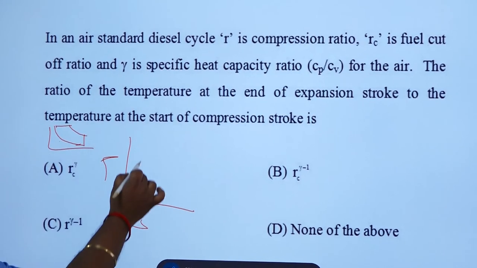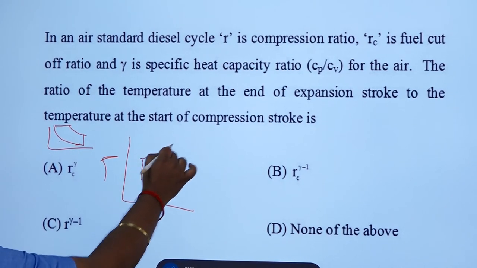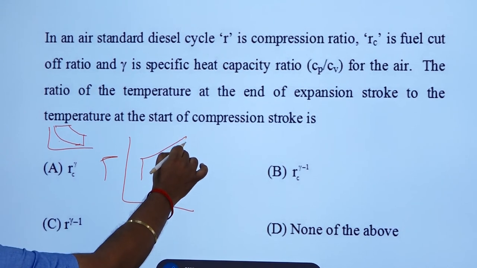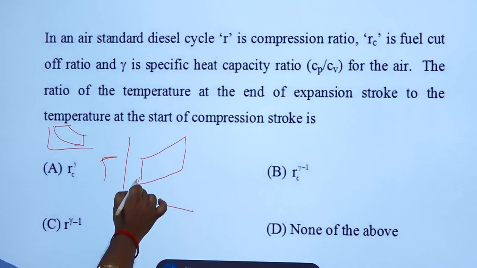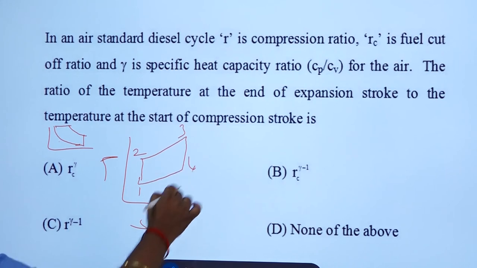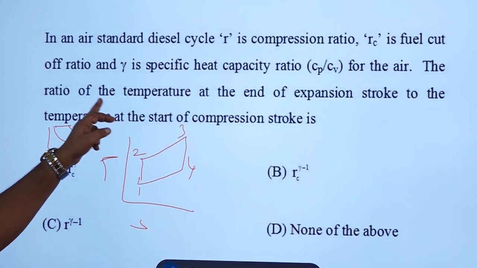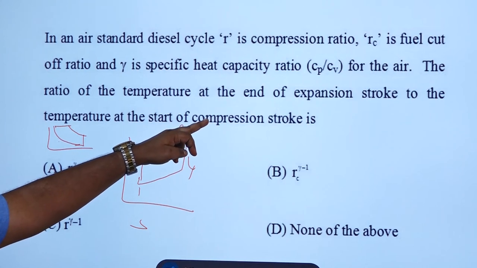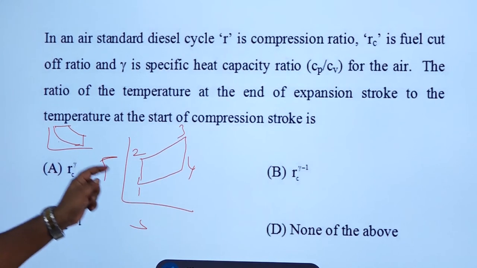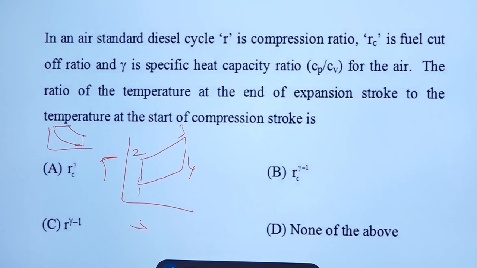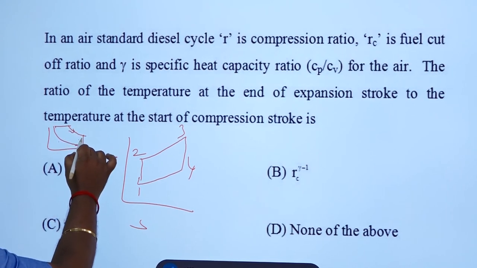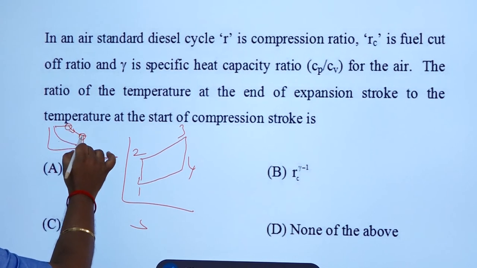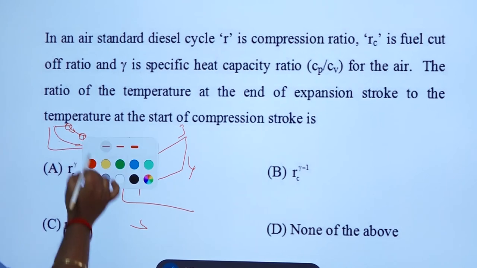So 1 to 2 is an adiabatic process, entropy remains constant, 2 to 3 is heat addition, 3 to 4 and 4 to 1. So 1, 2, 3, 4. You can see here the ratio of the temperature at the end of the expansion stroke. Where does the expansion take place? The expansion takes place at this point. It starts from here, that is T4.